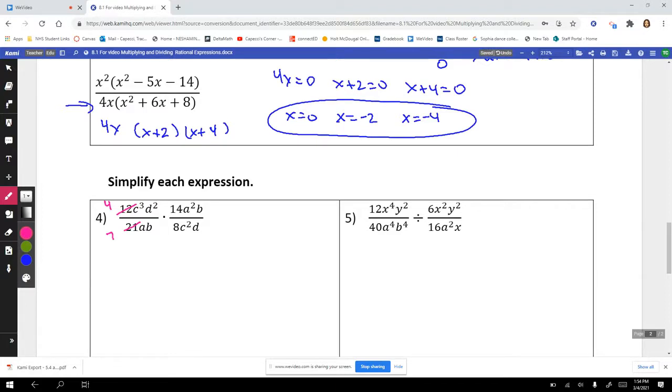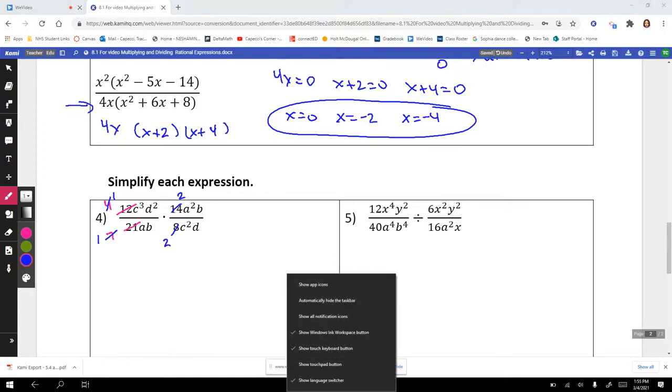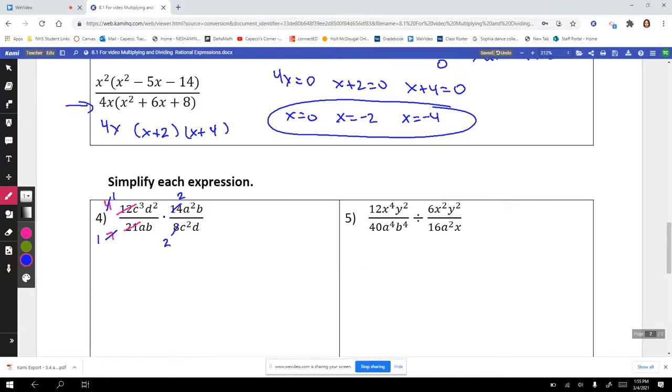I also noticed too, I can kind of keep going if I want, the 7 and 14, that gives me a 1, and that gives me a 2. And I can keep going with the 4, that 4 goes into 4 once and into 8 twice. So I can do all of that. A couple different ways. You could just multiply across and simplify at the end. Okay, so when I multiply my numerator across, I get 2. Now I'm going to put the letters in the variables in alphabetical order. a squared b, c to the third, d to the second.